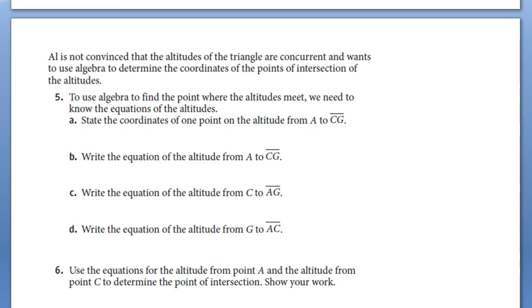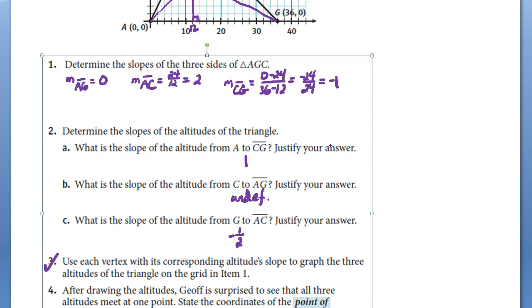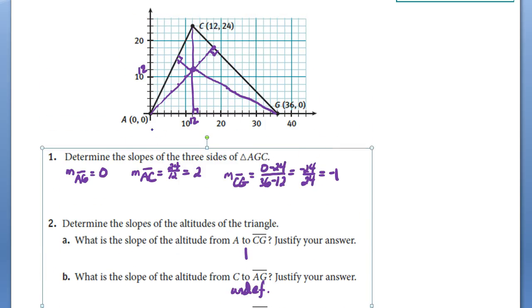For some reason, Al's not convinced that the altitudes of the triangle are concurrent, and he wants to use some algebra to determine the coordinates of the points of intersection of the altitudes. I guess he doesn't believe the accuracy of our drawing that it really is 12, 12. So number 5, to use algebra to find the point where the altitudes meet, we need to know the equations of the altitudes. Question A, state the coordinates of one point on the altitude from A to CG. So looking at the picture, one of the points along that altitude is the point 0, 0.